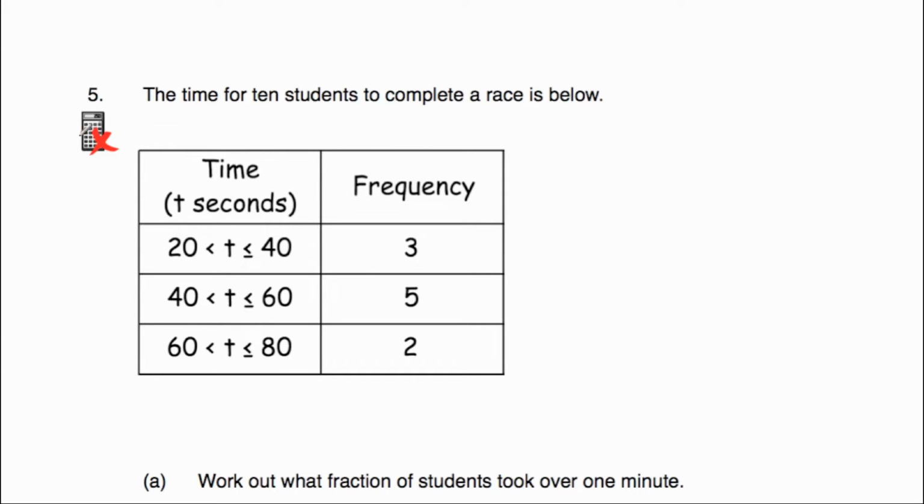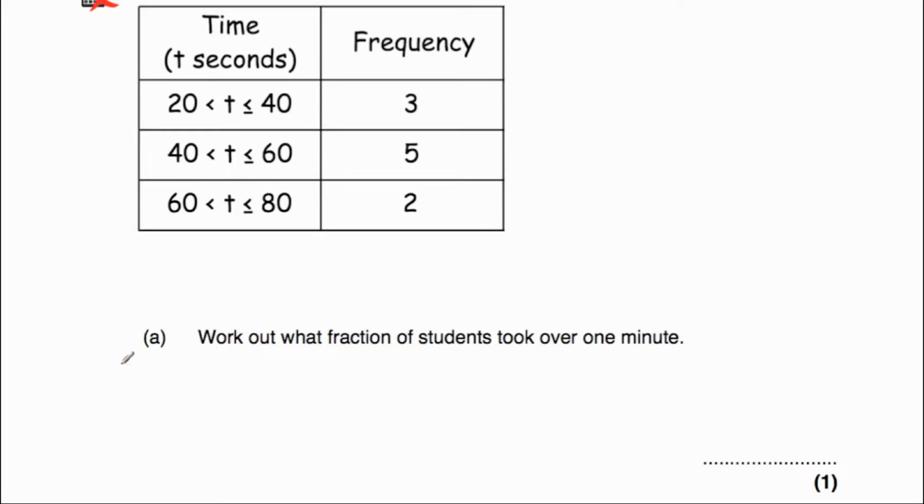Okay, let's have a look at question number 5. Question number 5 says, and this is a non-calculator question, the times for 10 students to complete a race are below. So we've got time between 20 and 40 seconds: 3 students took more than 20 seconds, but less than or equal to 40 seconds. 5 students took more than 40 seconds, but less than or equal to 60 seconds. And 2 students took more than 60 seconds, but less than or equal to 80 seconds. And part A says, work out what fraction of the students took over 1 minute.